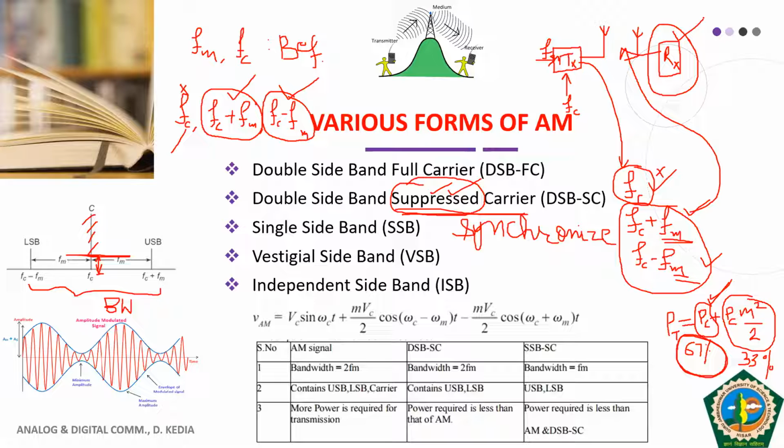I hope this point is clear. So I have clarified the concept of double sideband full carrier. I have also clarified the concept of double sideband suppressed carrier. We have also discussed why suppressed carrier is required, and what advantage we get if we suppress the carrier in amplitude modulation.